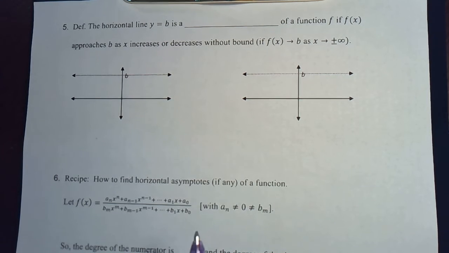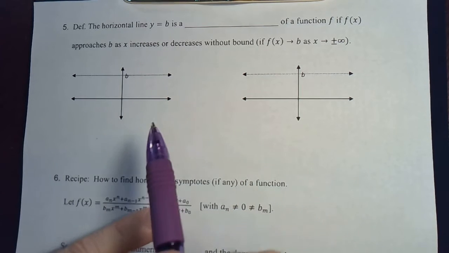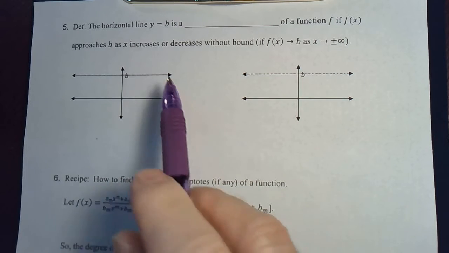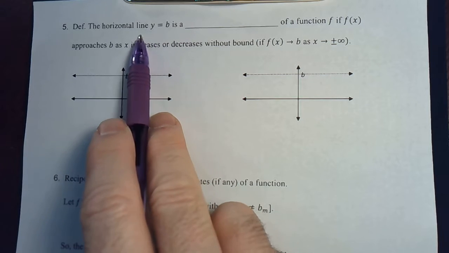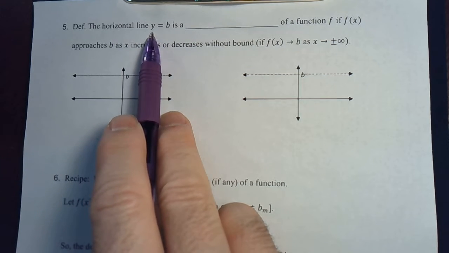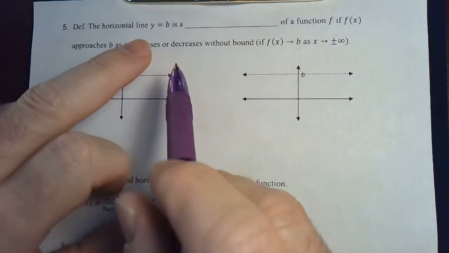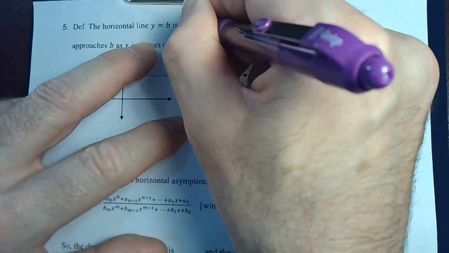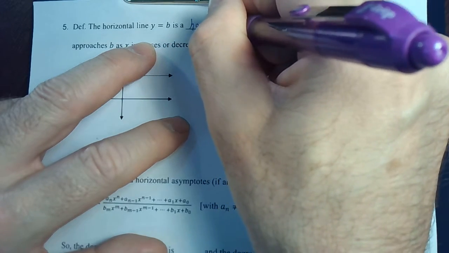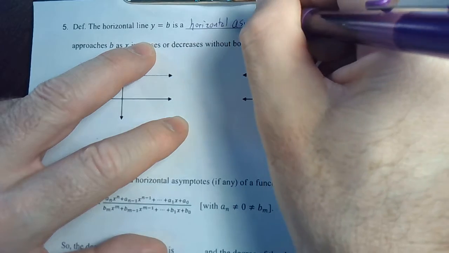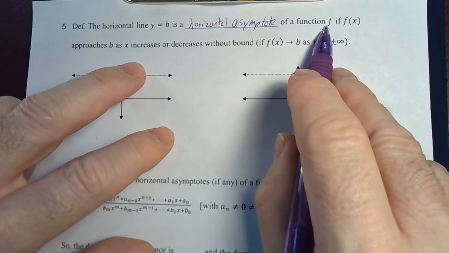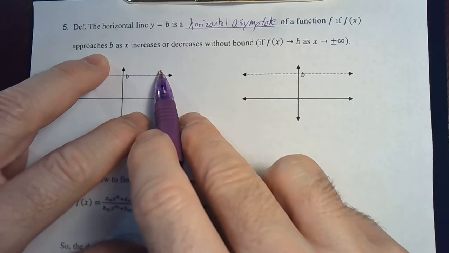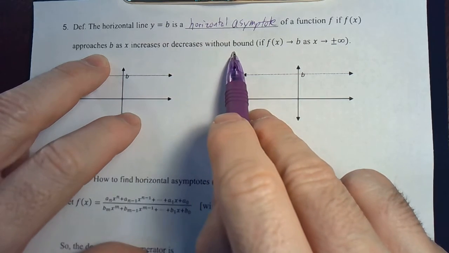Well, before we graph rational functions, we already know what vertical asymptotes are. Now let's talk about horizontal asymptotes. The horizontal line y equals b, remember b is just a number, and every horizontal line is y equals a number. That horizontal line is a horizontal asymptote of a function f, if f of x approaches b as x increases or decreases without bound.